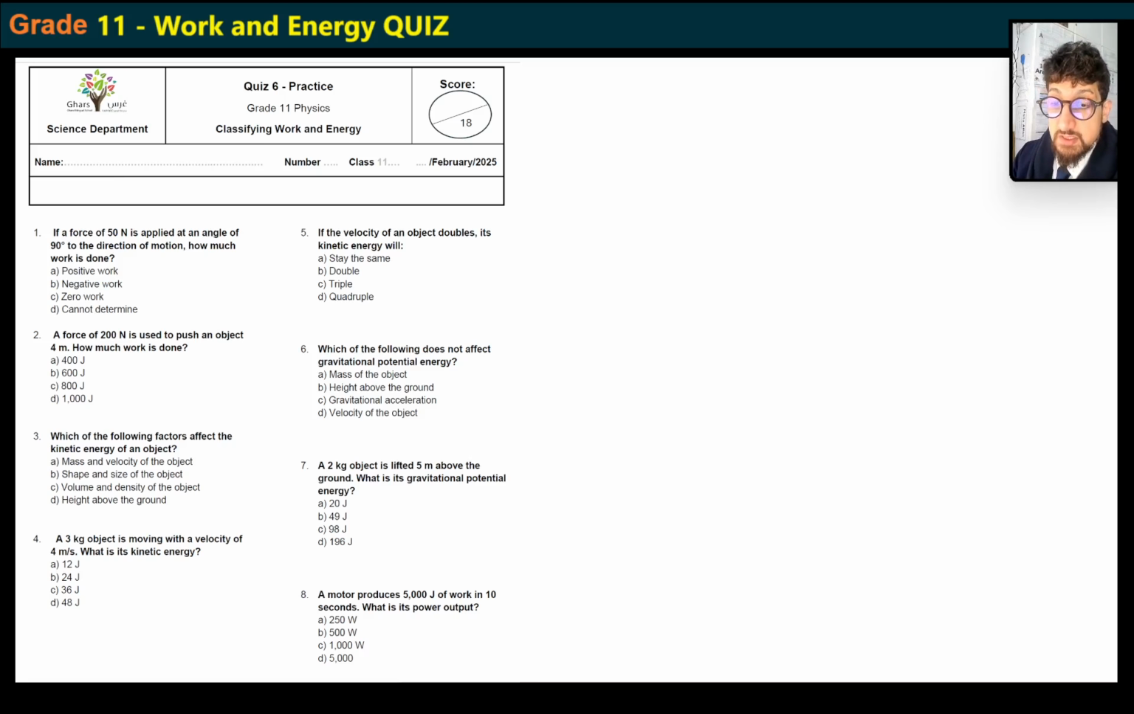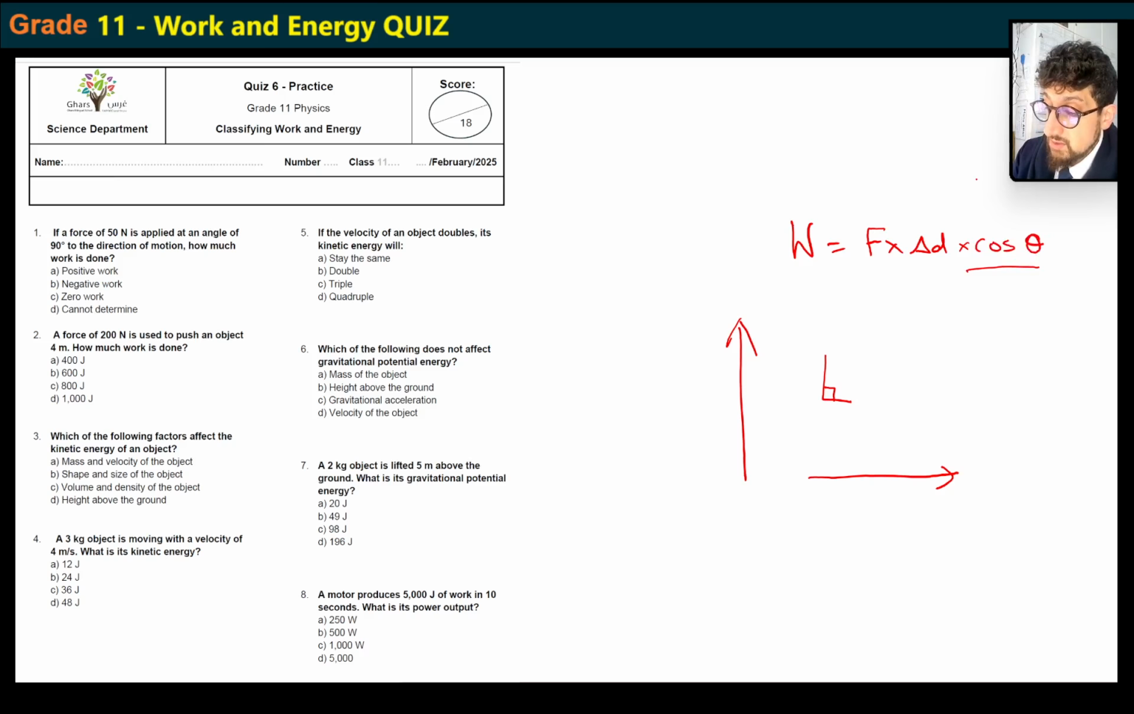If a force of 50 newtons is applied at an angle of 90 degrees to a direction of motion, how much work is done? As we've discussed in the previous explanation video, if the force and the direction are perpendicular to each other, or at 90 degrees, then no work is done. The reason is that work is equivalent to force times displacement, but if the force is at an angle, we have to find the force acting along the same axis as the displacement. So we multiply by cosine of theta. Cosine of 90 is equal to 0, so the whole thing becomes 0.